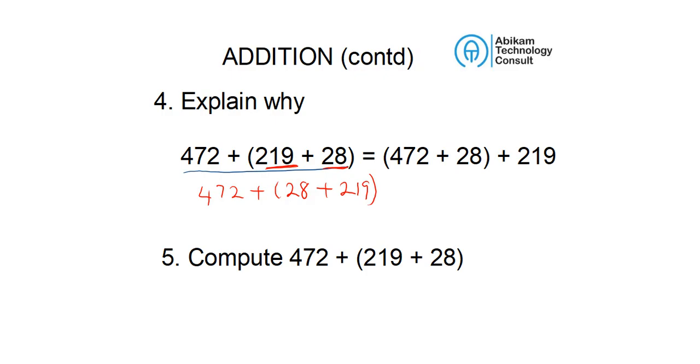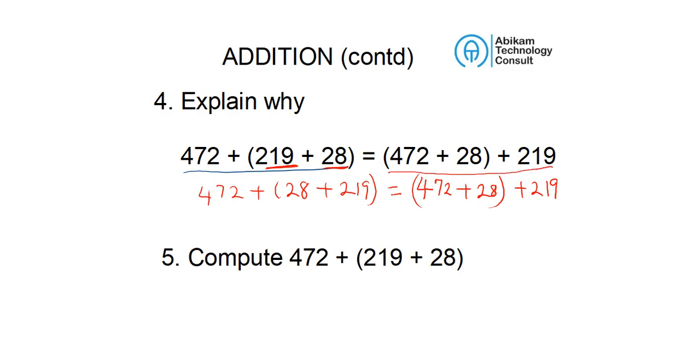Then can we also reorder it? The last two have been added here. Can we change it so that we add the first two? All right. So if we do that, we have 472 plus 28 first. Then we add 219 to it. Yes, we are there already. You can see it is the same as what we have here.